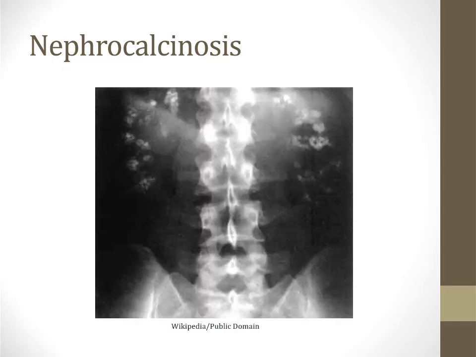This is an x-ray from a patient with nephrocalcinosis. This is the right kidney here. This is the left kidney over here. And you can see that inside the kidneys there are white fluffy areas. That is caused by calcium deposition. This is an example of metastatic calcification. It's also an example of nephrocalcinosis.